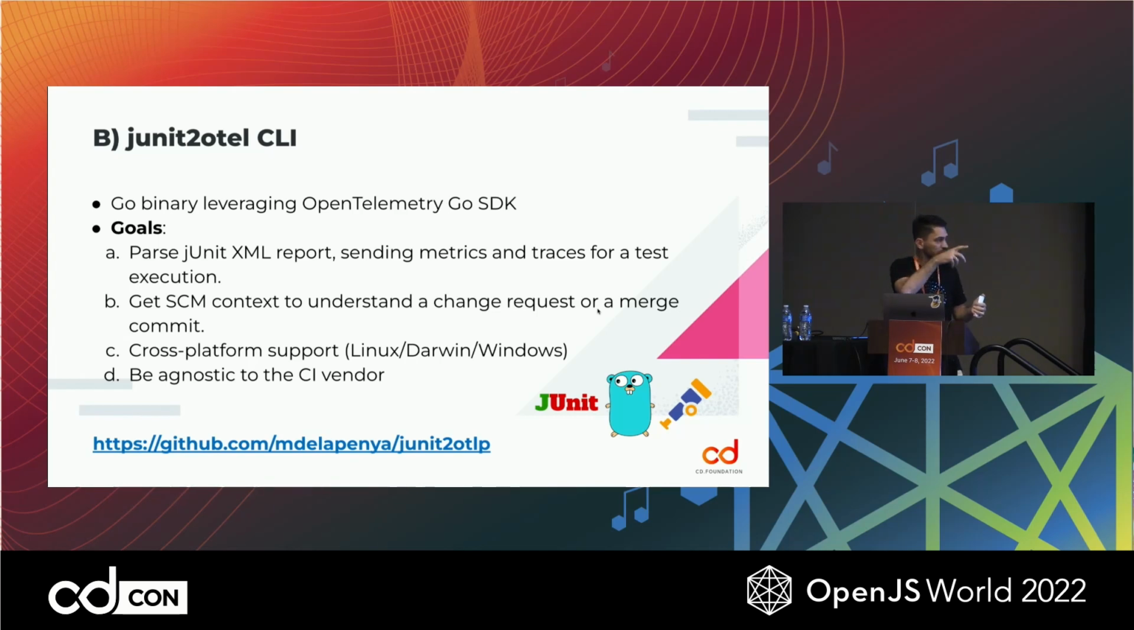In this process, we read the SCM context of where this code is executed, a pull request, a merge commit, a release, etc. We get this information, and we would like to run this in multiple platforms. That's why we chose Go. So we are able to run this in Linux, Darwin, or Windows. So we are abstracting also from the CI/CD platform. This is the URL of the project, so contributions are accepted.